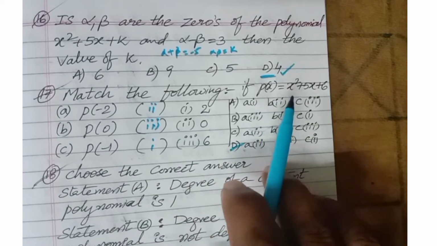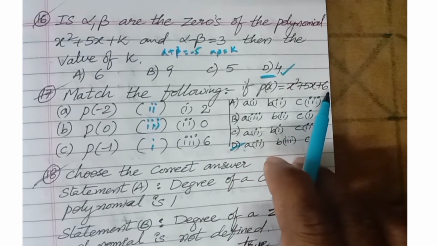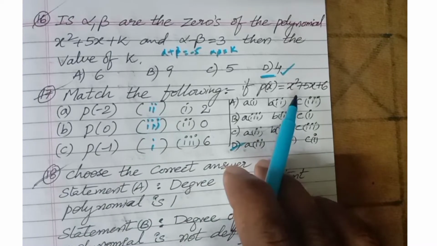Match the following. P of x is given x square plus 5x plus 6. So P of minus 2, substitute here minus 2.